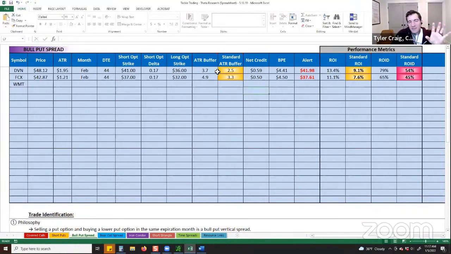This almost seems fair. It almost seems like the market's like, look, I'm going to give you a little more room out of the money so you don't get as good of an ROI. That's often going to be the case.